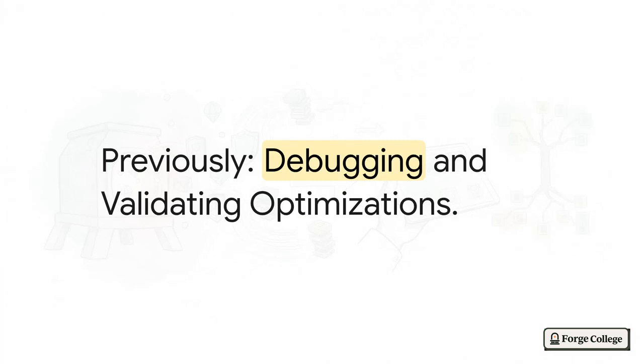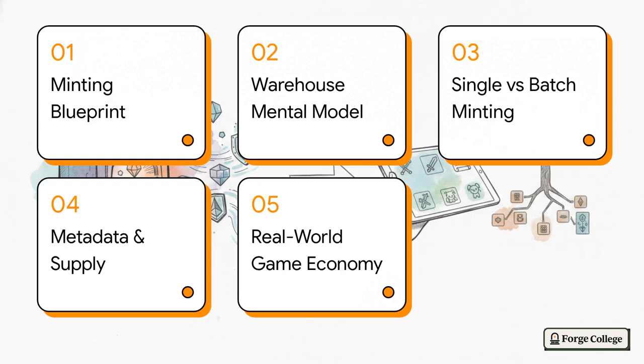Now, just to jog your memory, in our previous explainer, debugging and validating optimizations, we made absolutely sure our tokens wouldn't get trapped in smart contracts that can't actually handle them. But today, we're flipping the script entirely. Instead of tracking tokens after they're out in the wild, we are tracing them from the exact, literal microsecond they are manufactured.